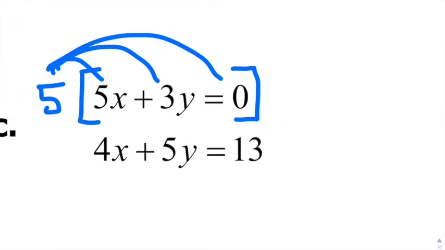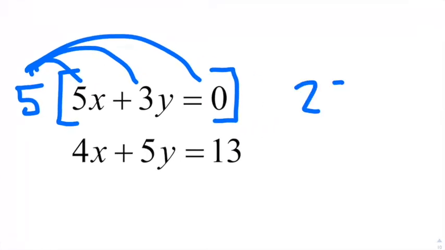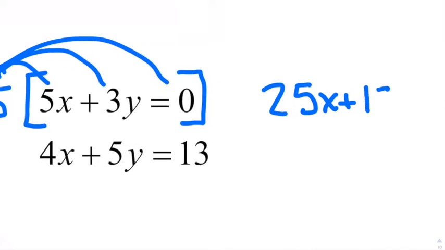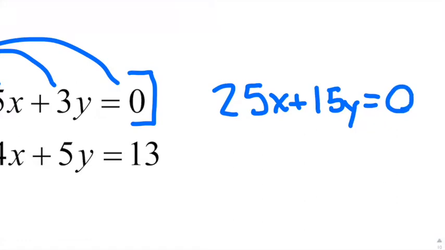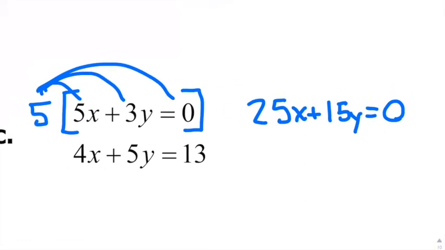So I'll go ahead and write it off here to the right. That'll get us 25x plus 15y. And then, oh yeah, check this out here. 0 times anything is 0. So that came out pretty clean.